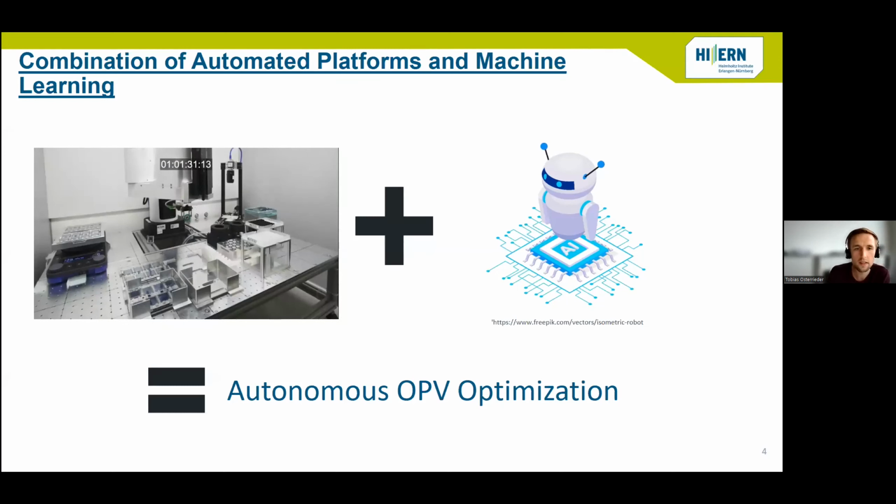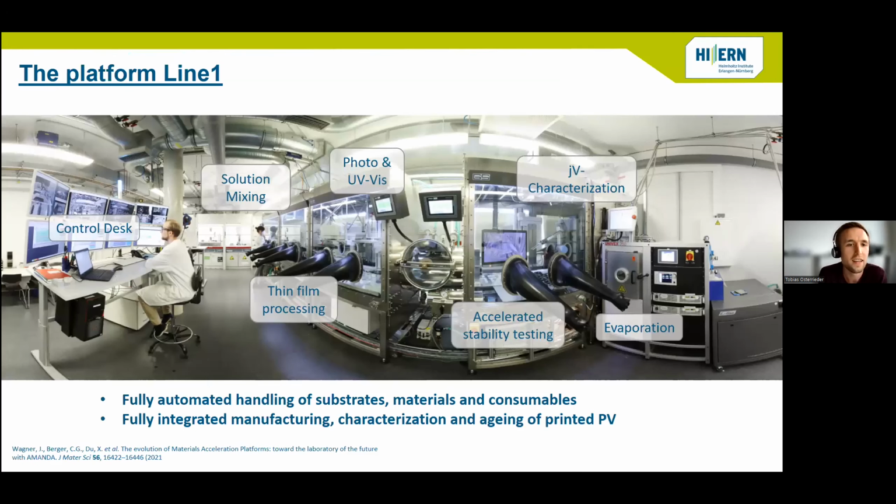So the spinbot here cannot produce full solar cells, but lucky for me, we have another line, and this line can actually produce full solar cells.